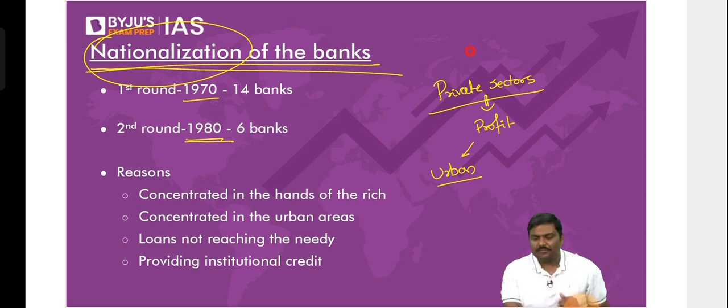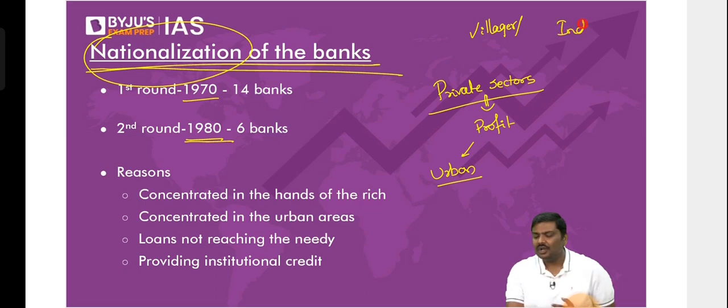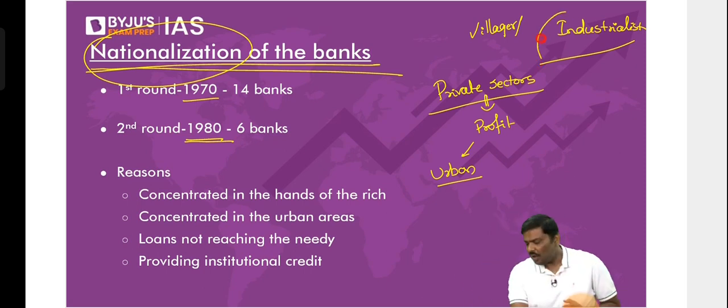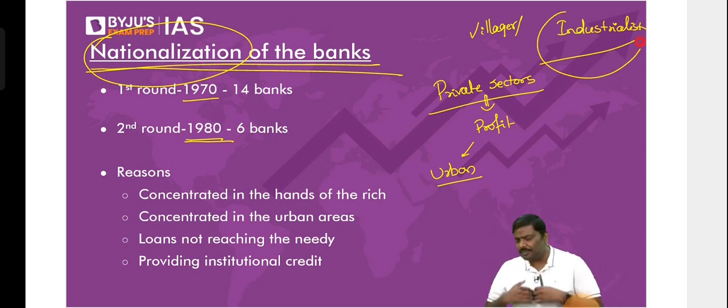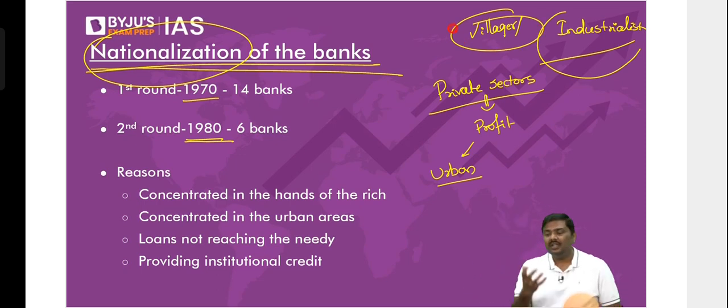Imagine there is a villager or a farmer who approaches a bank and wants to take a loan. And let's say there is an industrialist who also approaches a bank to take a loan. Who can provide collateral between the two to the banking sector? Obviously, the industrialist can provide security and collateral. I'm not saying all villagers are like this, but that is a fact, by the way. One of the reasons why farmers cannot get loans from the banking sector is they cannot provide collateral.